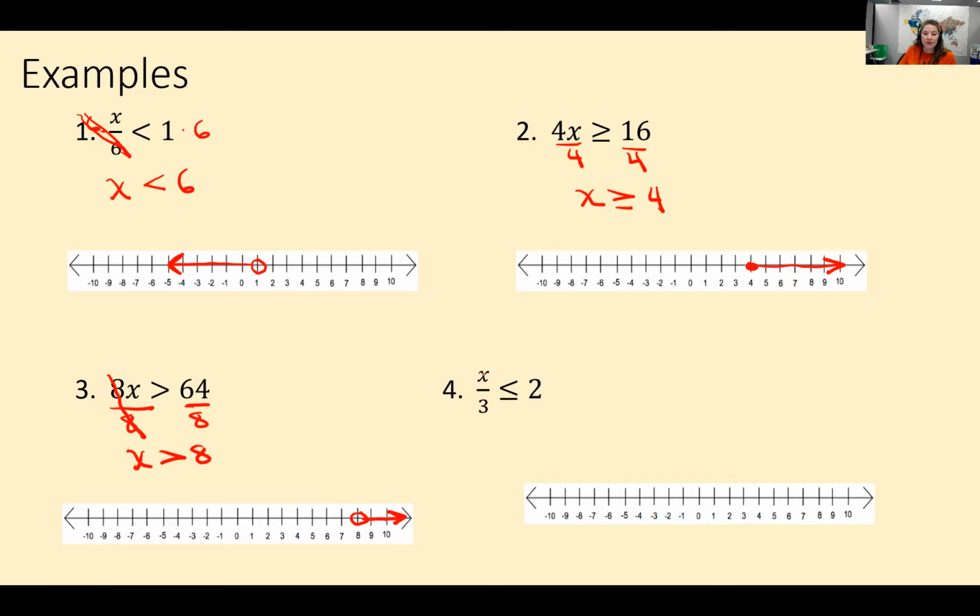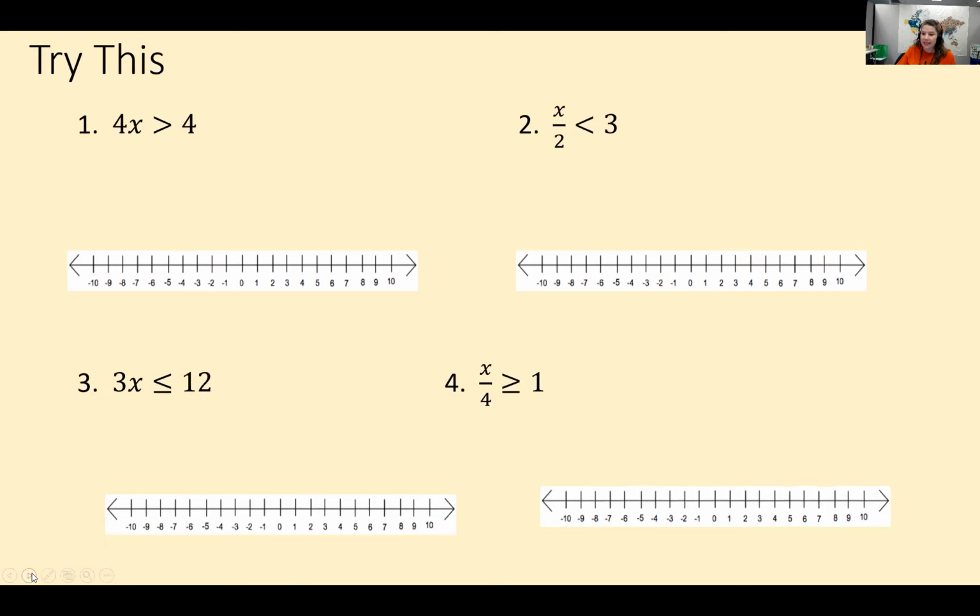Number 4, the opposite of divided by 3. I'm going to multiply by 3. So these cancel. X is less than or equal to 6. Find 6, fill in my circle. My arrow points to the left. All right, here's some for you guys to practice. So all of you try these and then come back and check your answers.